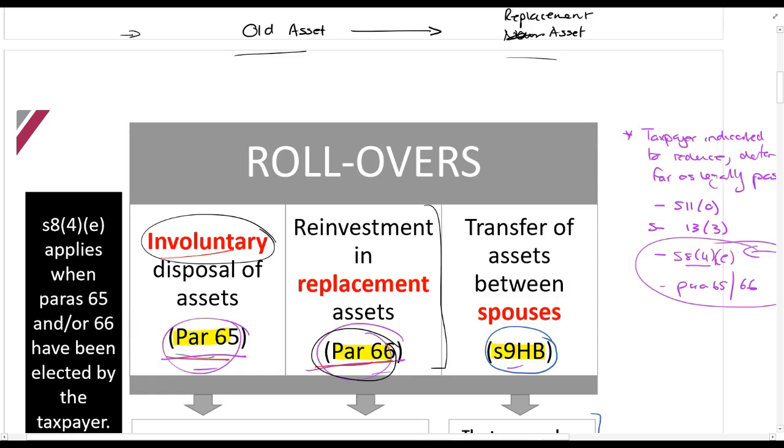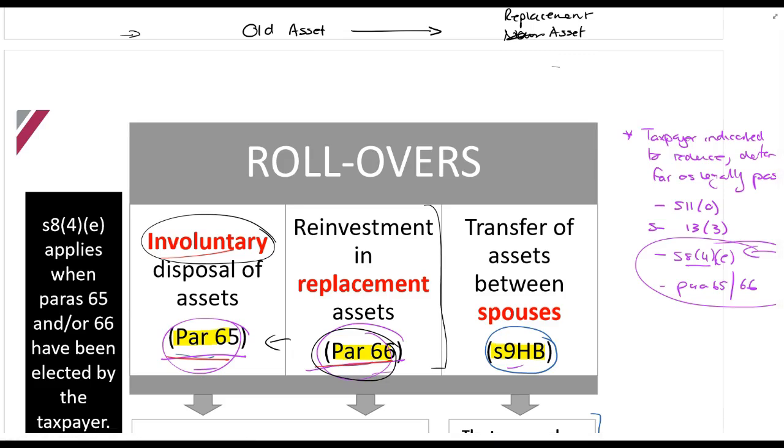I didn't want my asset to be stolen, so we'll apply paragraph 65. What else? My old asset explodes. The insurance company pays me and I get a new asset. Okay, paragraph 65. So the difference between paragraph 65 and 66 is that the one is voluntary and the other one is not.